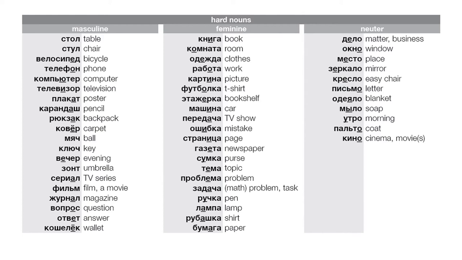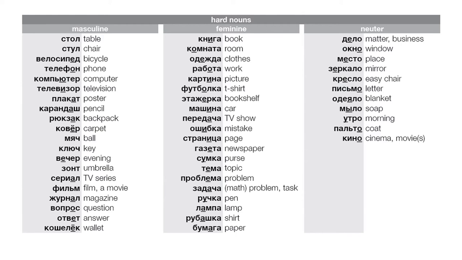Книга, комната, одежда, работа, картина, футболка, этажерка, машина, передача, ошибка, страница, газета, сумка, тема, проблема, задача, ручка, лампа, рубашка, бумага. And finally, neuters. We look up and down.